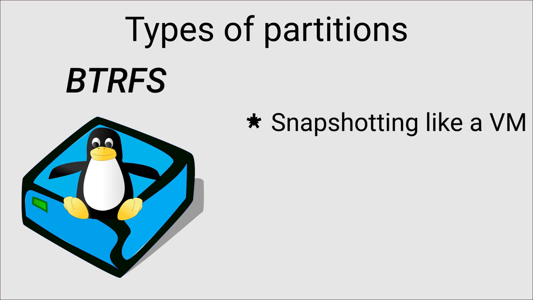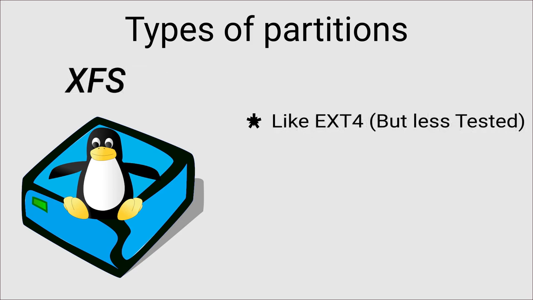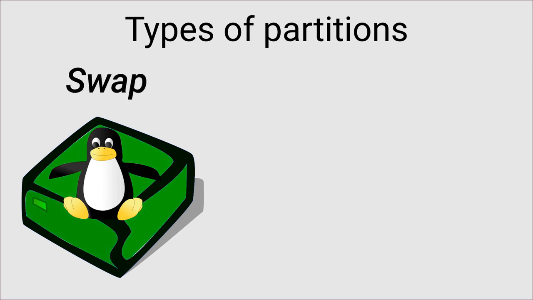BTRFS is similar to Extent, except it supports snapshotting, so you can snapshot your file system, break it, and then revert it back to how it was before. XFS is similar to Extent and NTFS, and of course there's the swap partition type.